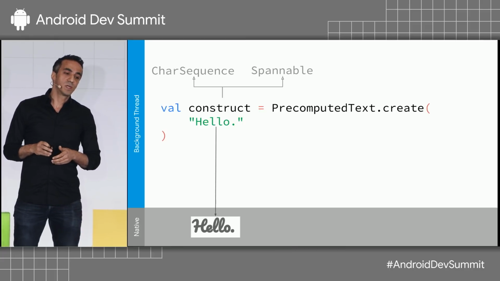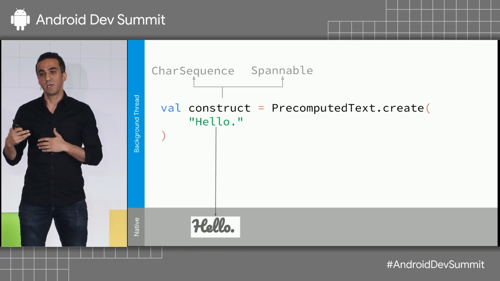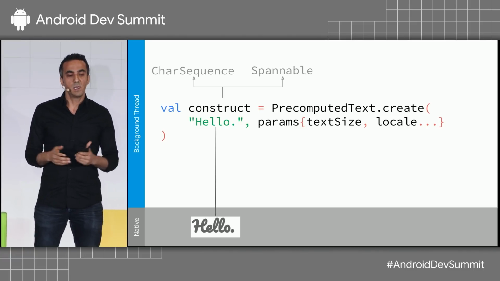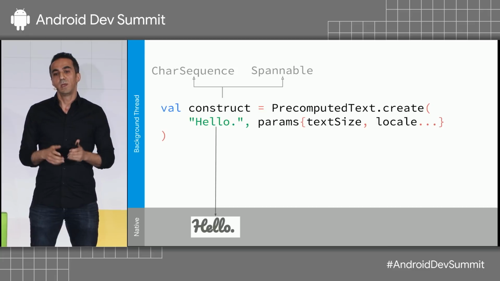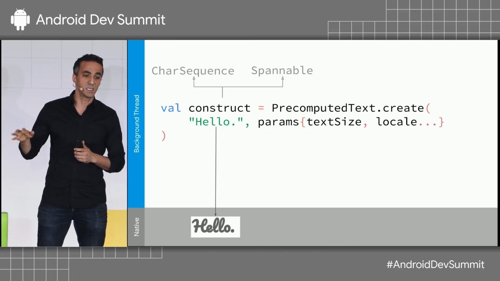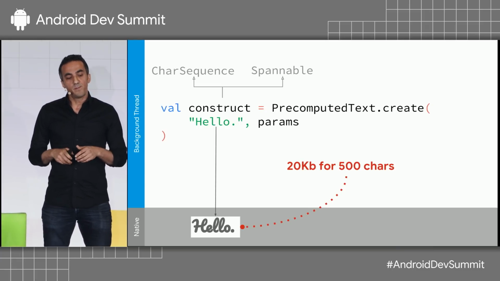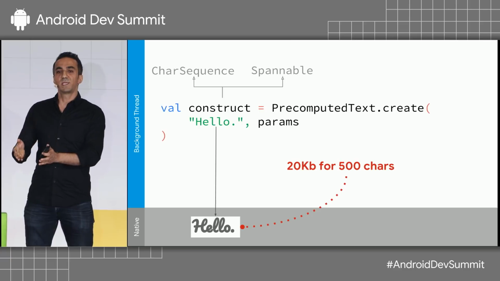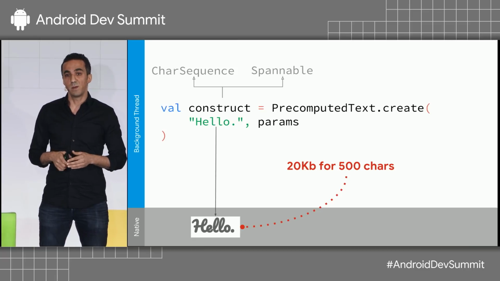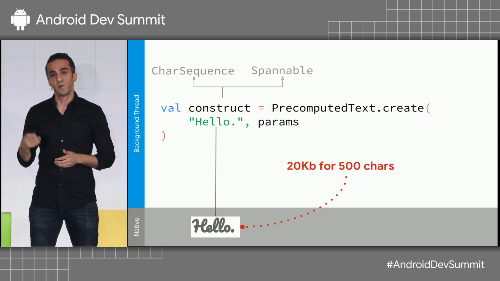We wanted to extend this construct from CharSequence and Spannable because we wanted it to be compatible with our current APIs and also your applications. Since it is mostly interested in how the text will look, this construct needed some parameters that will change the text styling, such as the text size, color, locale, and so on. One important point here is there was a reason why previously those native objects were being cached and evicted, and it is the amount of memory that they use. Right now, when you use pre-computed text, you will be spending 20 kilobytes for 500 characters.